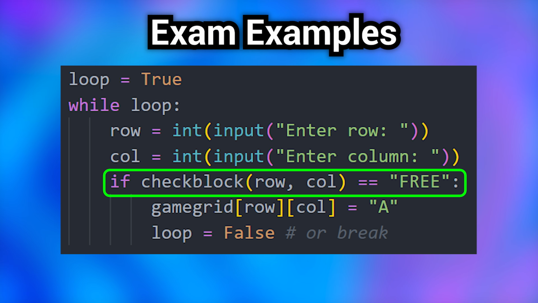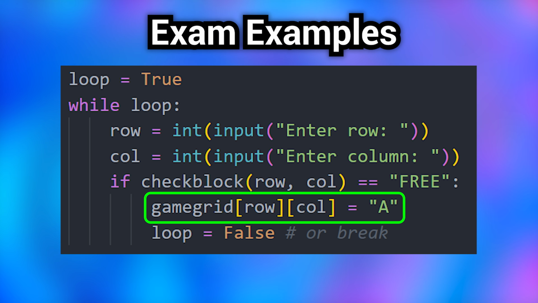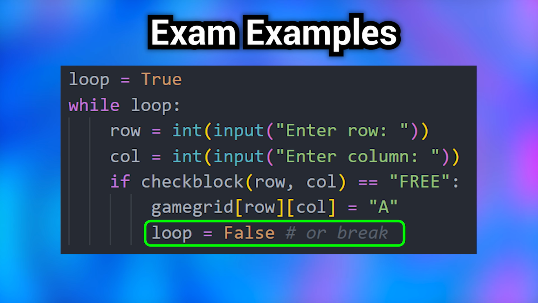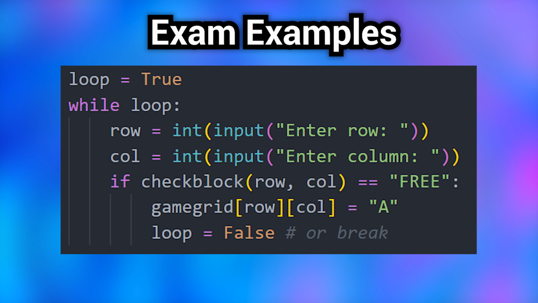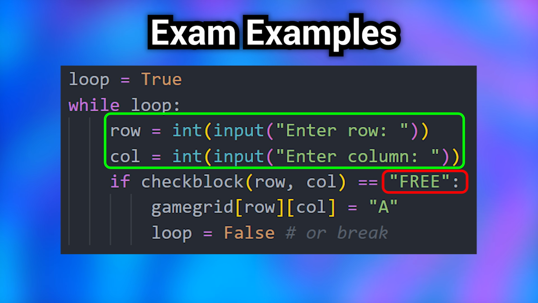As mentioned before, if the grid position is free, the checkBlock function returns FREE in full caps. So we check to see if it returns FREE. If it is free, we set those exact positions to A in our 2D array, and then we break the loop by saying loop equals false. This way, if it doesn't return FREE, we never break the loop and we keep asking the user for row and columns until they find a free position.